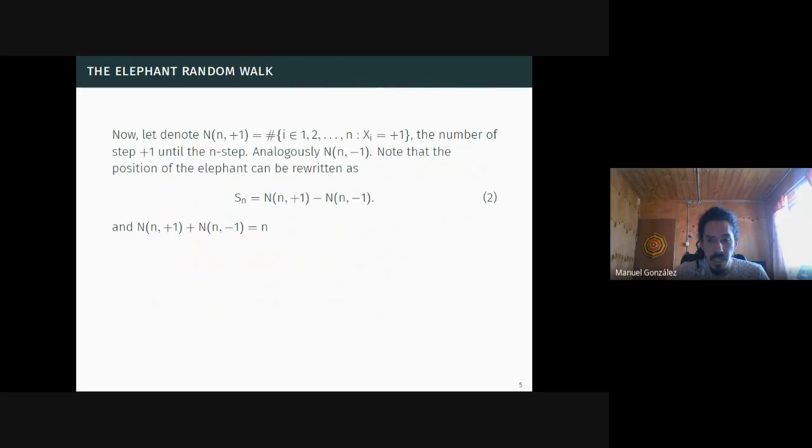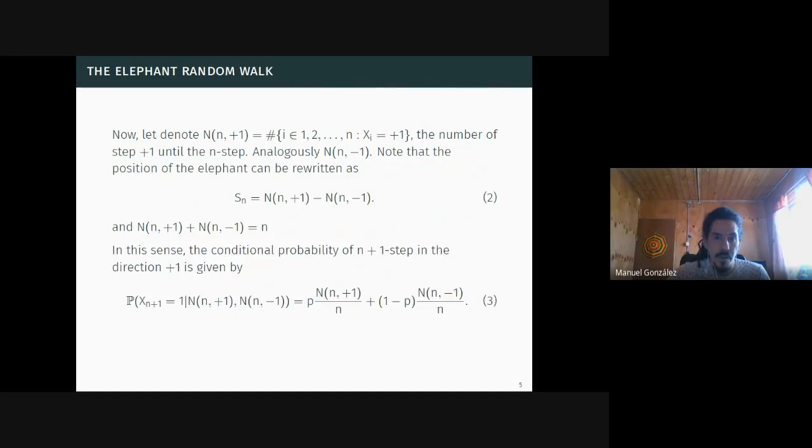and we could express the position of the elephant by defining the following two random variables. Let me denote this capital N plus one, that is the number of steps in the direction plus one until time n. And analogously, you define this capital N minus one, the number of steps in the minus one direction, both until time n. Then the position of the elephant is just the difference of these two quantities. Of course, the sum of the variables is n, the present time.